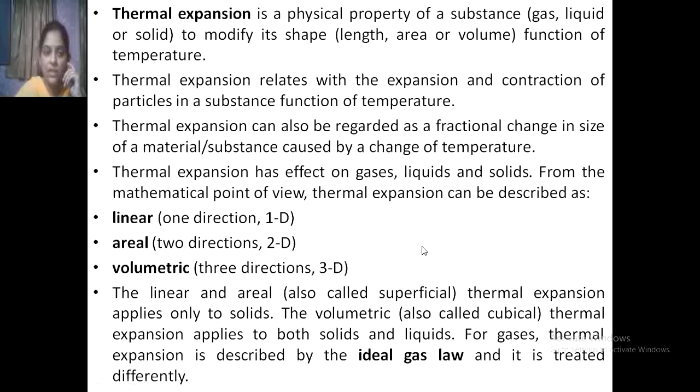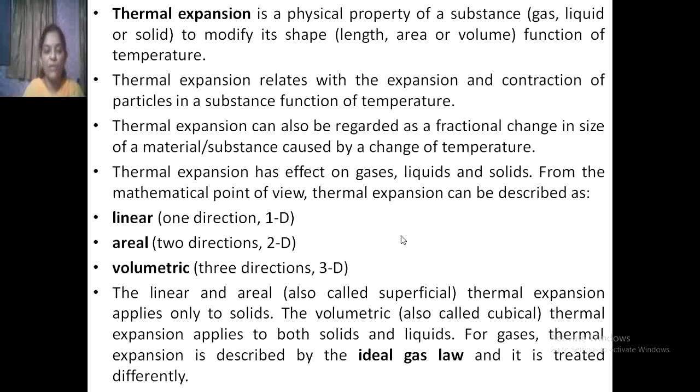Then we have seen that thermal expansion is the physical property of a substance, gas, liquid or solid, to modify its shape, that is length, area or volume, as a function of temperature. So thermal expansion relates with the expansion and contraction of particles in a substance as a function of temperature. Thermal expansion can also be regarded as a fractional change in size of a material, caused by a change of temperature.